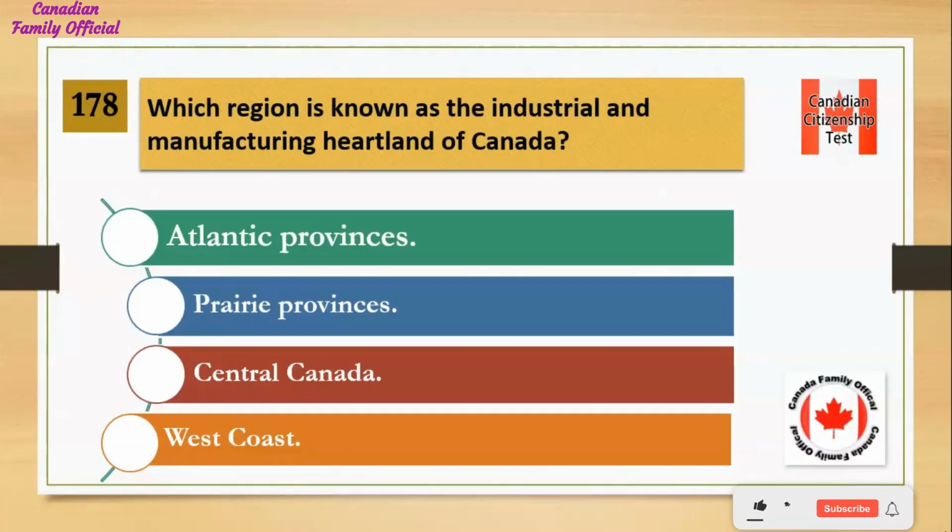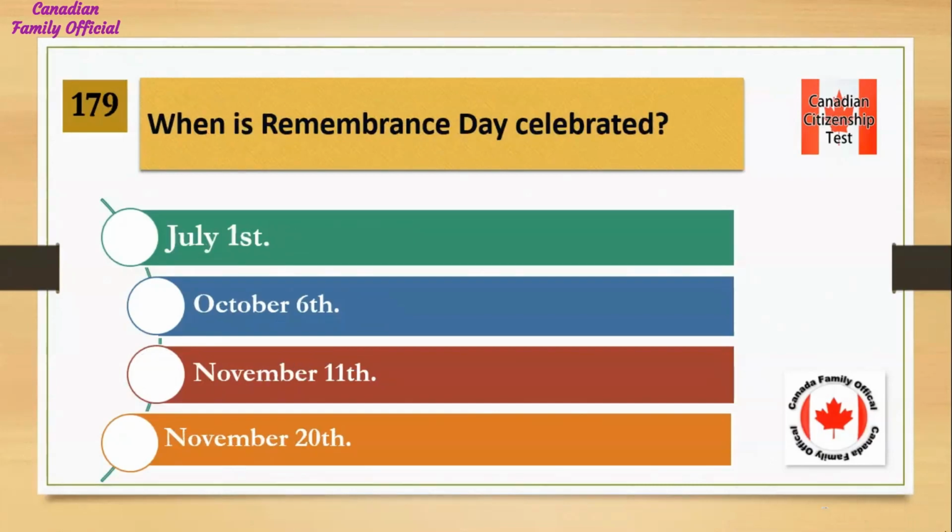Which region is known as the industrial and manufacturing heartland of Canada? Number 1, Atlantic provinces. Number 2, Prairie provinces. Number 3, Central Canada. Number 4, West Coast. And the answer is Central Canada.